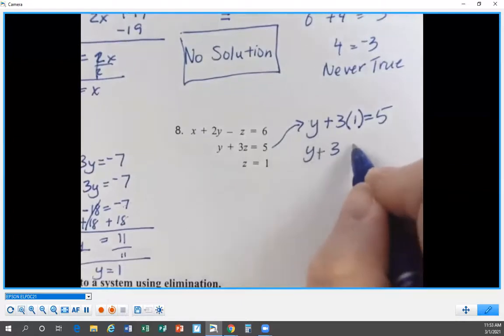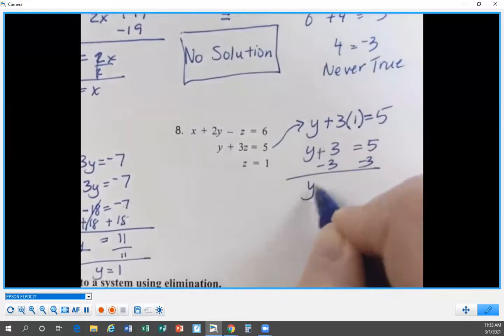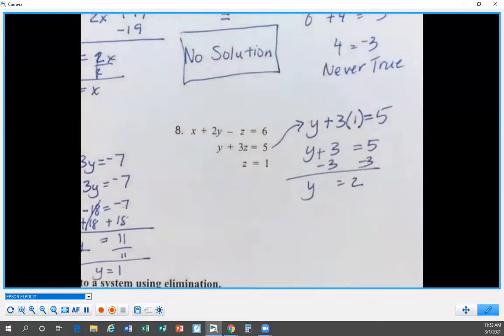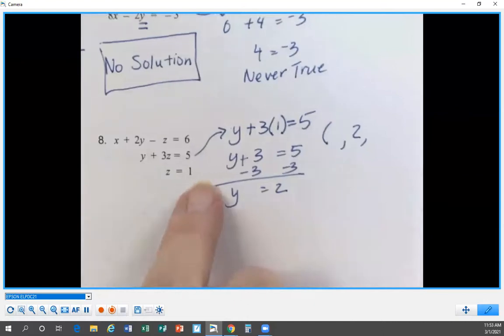Y plus 3 equals 5. Subtract 3 from each side to get y equals 2. So I don't know x yet. I do know y is 2. And we were given that z is 1.